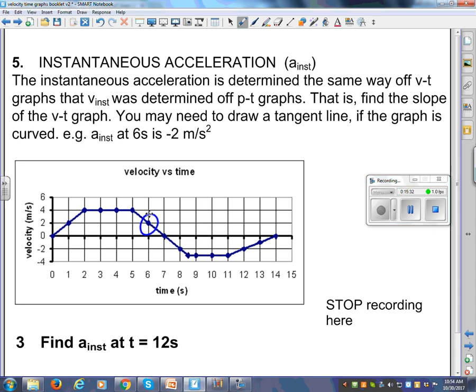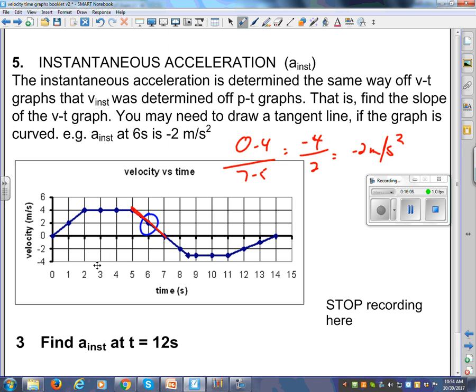How fast is it going? We're talking about the slope, right? It's the slope, average acceleration, sorry, instantaneous acceleration of a VT graph. So we're going to find the slope. So that's going to be 0 is the y, minus 4, all over 7 minus 5. That's going to be minus 4 over 2, or minus 2 meters per second squared. Minus 2 meters per second squared.